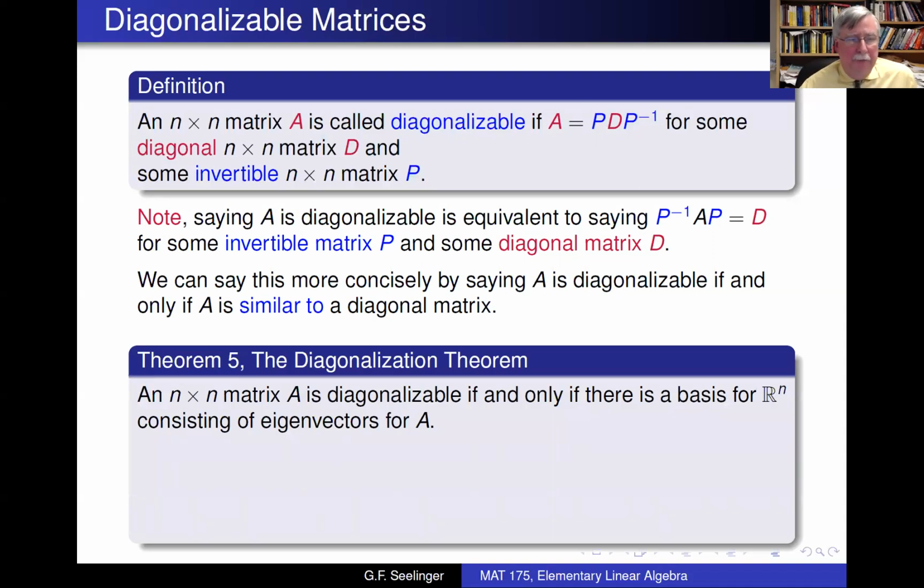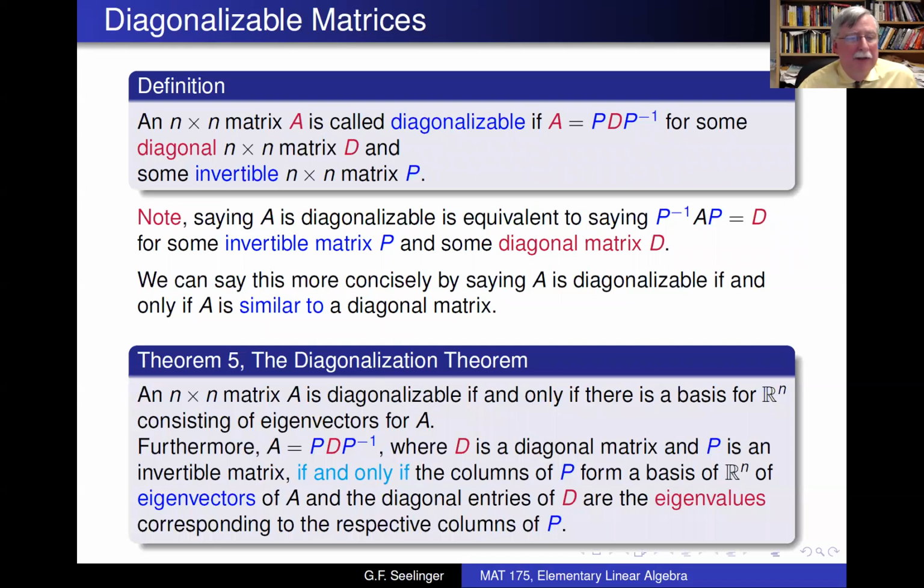And here's the big theorem. This is an important theorem, the diagonalization theorem. It has a name, so we want to remember this. An n by n matrix is diagonalizable if and only if there is a basis for Rn consisting of eigenvectors for A. That's the only time it's diagonalizable. Furthermore, this theorem tells you how to diagonalize a matrix, what matrix it's similar to, and how to get the invertible matrix P.